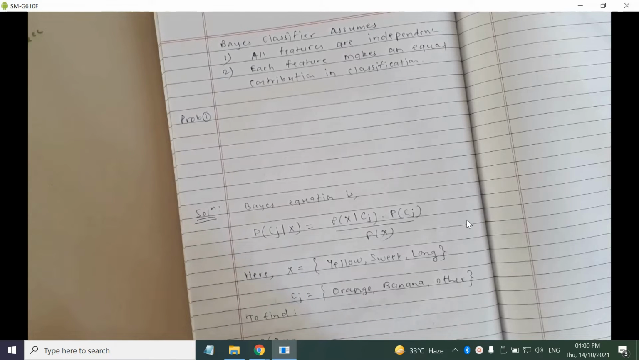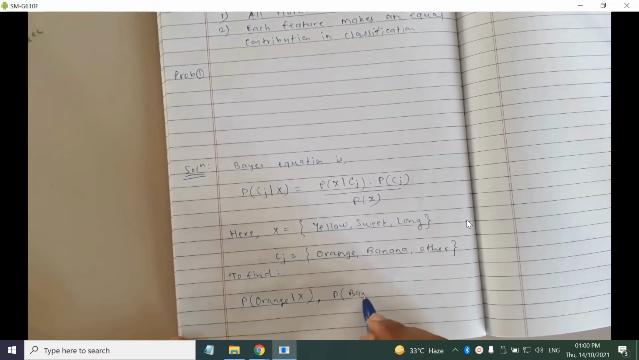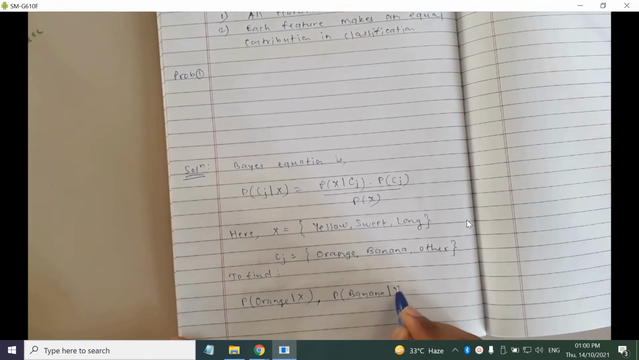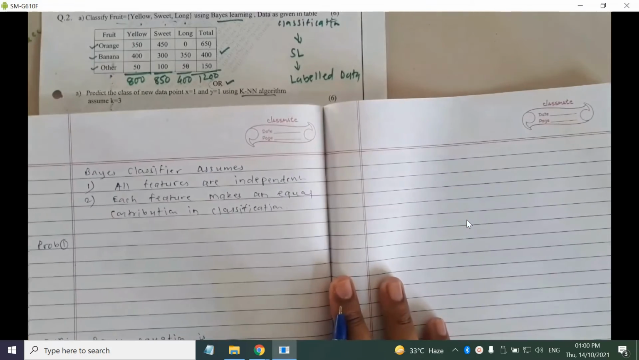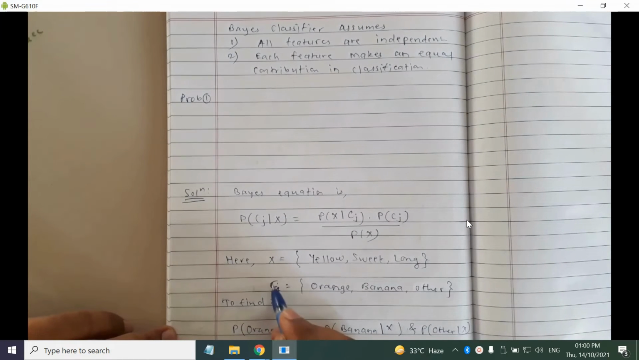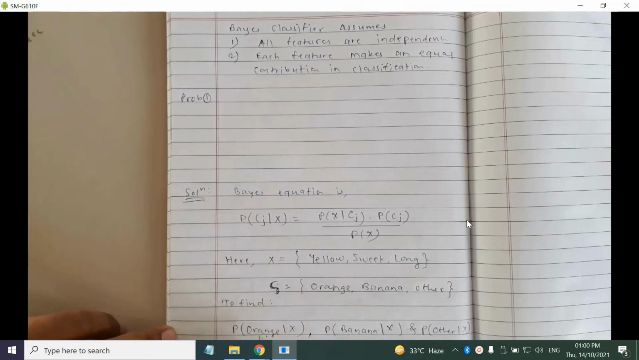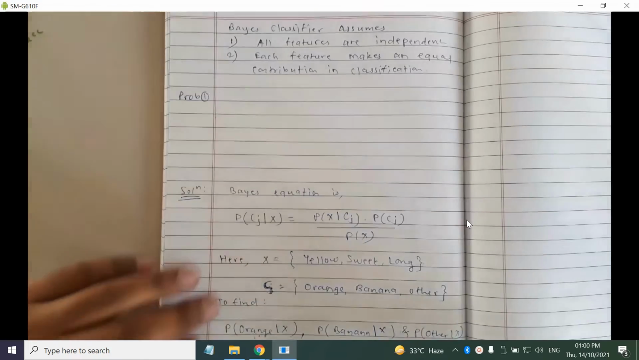Probability of orange given the sample, probability of banana given x, and probability of other given x. So if I put the values, don't call it Cj, this is C, and each of these is one Cj. Okay, this is one C, this is one Cj.